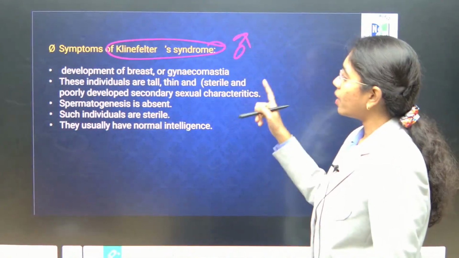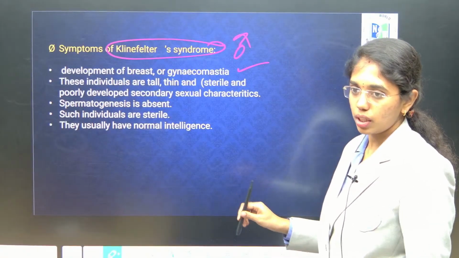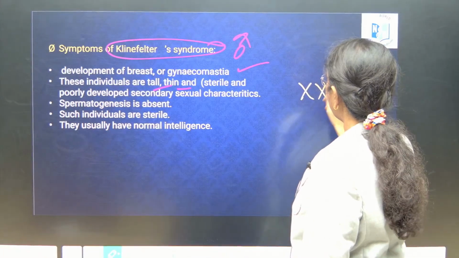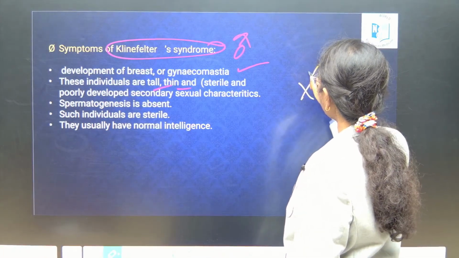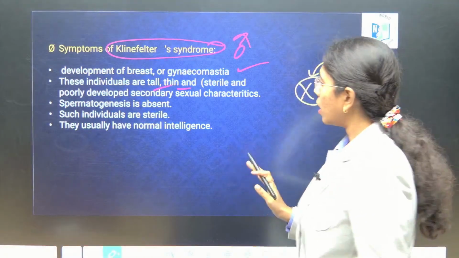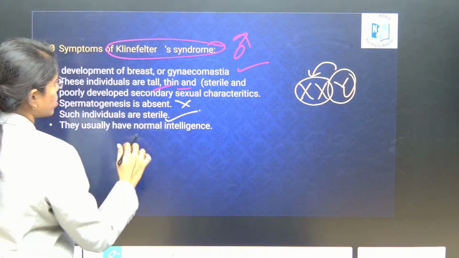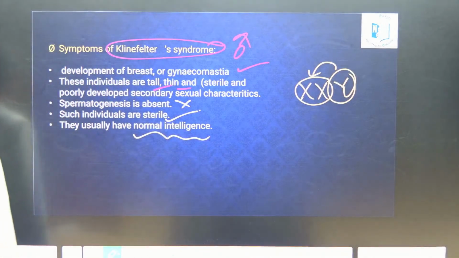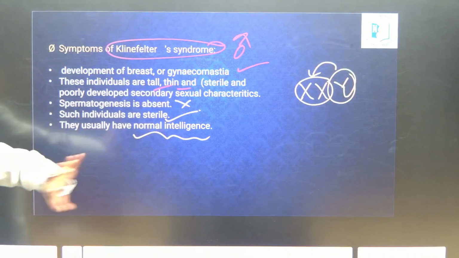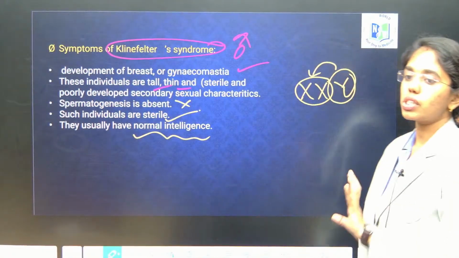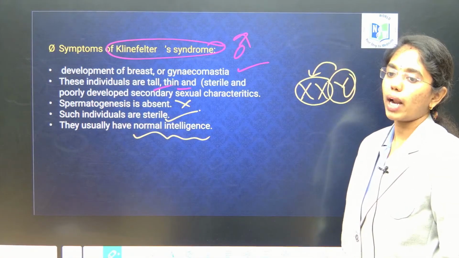Okay. So, here development of breast or gynecomastia is seen in males. These individuals are tall, thin, they have poorly developed secondary sexual characters, because masculine features are dominated by XX. Fine, right? Next, spermatogenesis is absent. Such individuals are sterile. They usually have normal intelligence, but the other features like secondary sexual characters will be affected. Few of the feminine physical features are present in people who have Klinefelter syndrome.